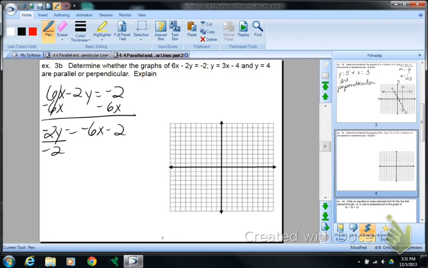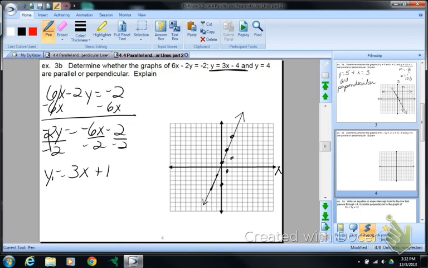Divide by negative 2. So y is equal to 3x plus 1. So let's graph that, and I'm going to label that y sub 1. I'm going to put a little 1 so I can distinguish between the 3. Up 3/1. Now the second equation is already in slope-intercept form. So I'm going to plot 0, negative 4, up 3/1, up 3/1.